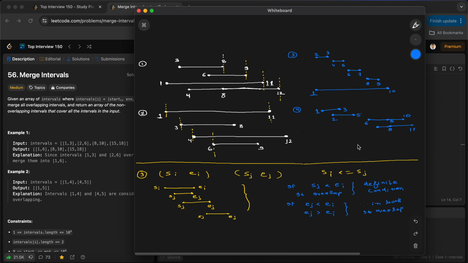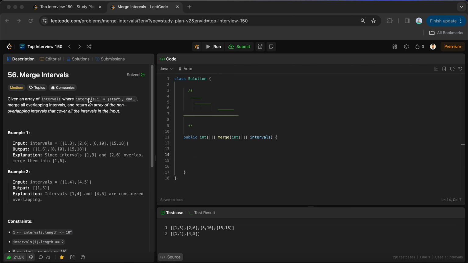Yeah, so here I have already written some things to explain. In the question we are given the array intervals. Basically every interval contains a start and an end. So every interval contains 2 points, a start and end point. One interval represents one line, the second interval represents the second line, and the third interval represents the third line. So in this way there are n number of lines, where n is the size of the array.